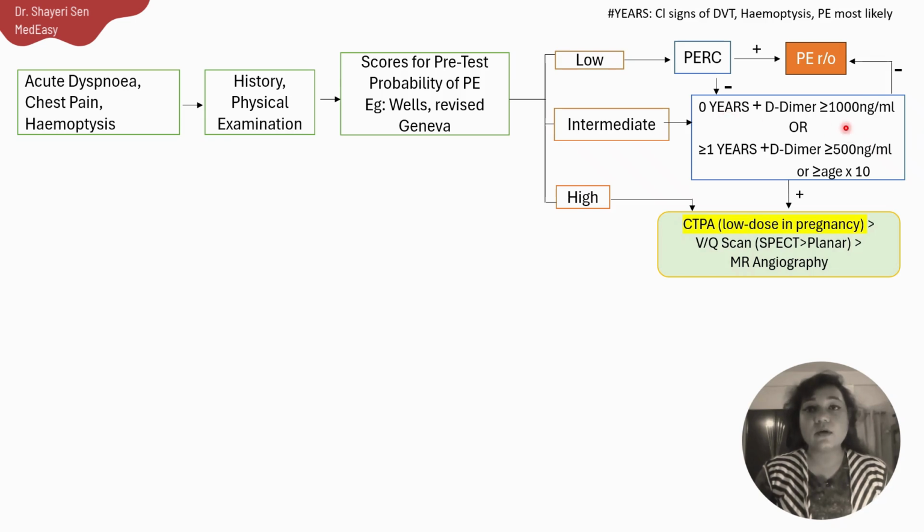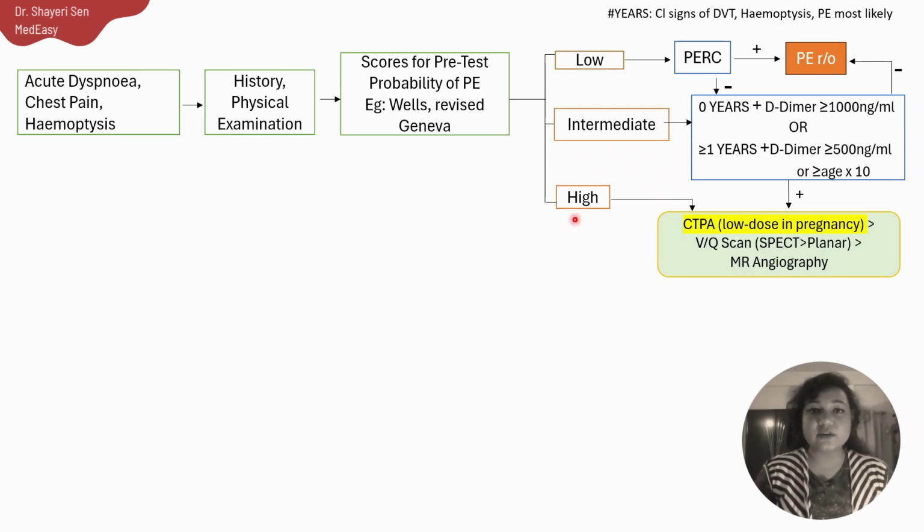So either this, or if my patient has 1 or more YEARS items, the D-dimer cutoff here is lower: more than 500 nanograms per ml, or there's an age-adjusted D-dimer cutoff, which is more than or equal to age times 10 nanograms per ml. So 1 or more YEARS items plus D-dimer more than 500 or more than age times 10, or, like I said, 0 YEARS items plus D-dimer more than 1000. This means the YEARS algorithm is positive. If it's negative, then again we have ruled out pulmonary embolism. If it's positive, then we go for the definitive testing.